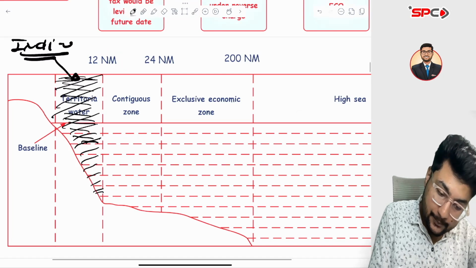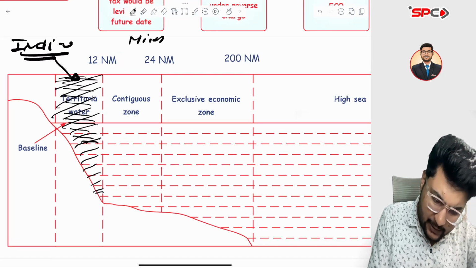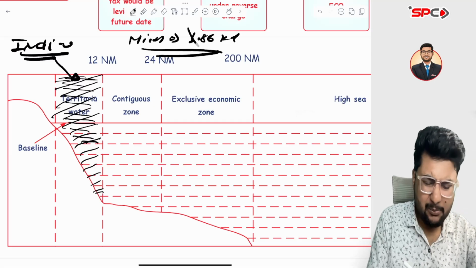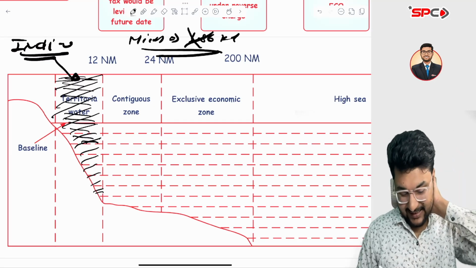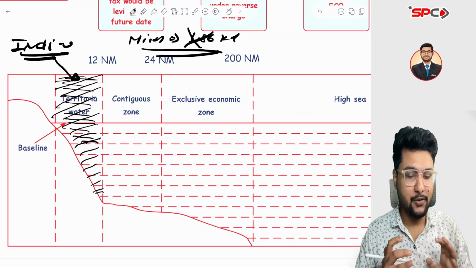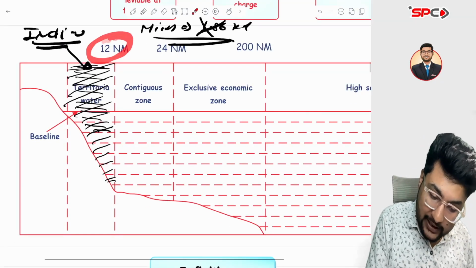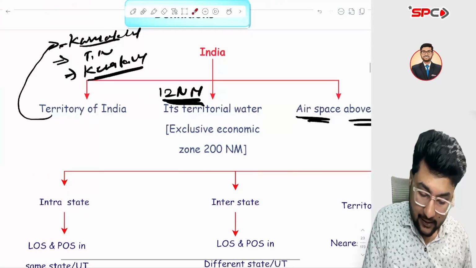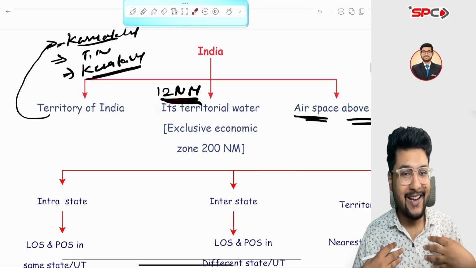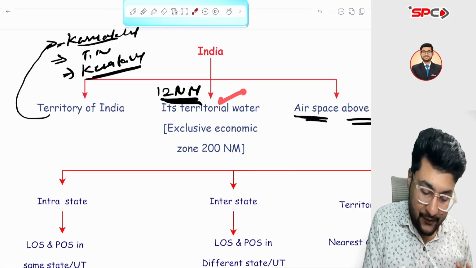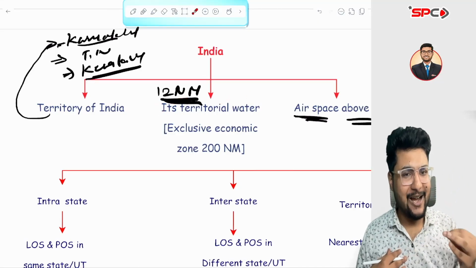So a nautical mile is around 1.86 kilometers. This is not important for your exam; I am just explaining it for general knowledge. For your exam, what is important? Up to 12 nautical miles, it's part of India. It means no one can enter the territorial water of India without India's permission.